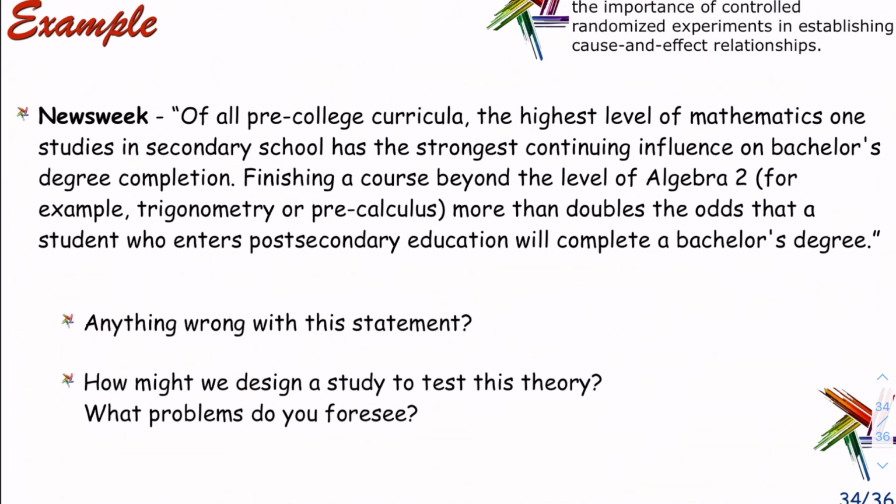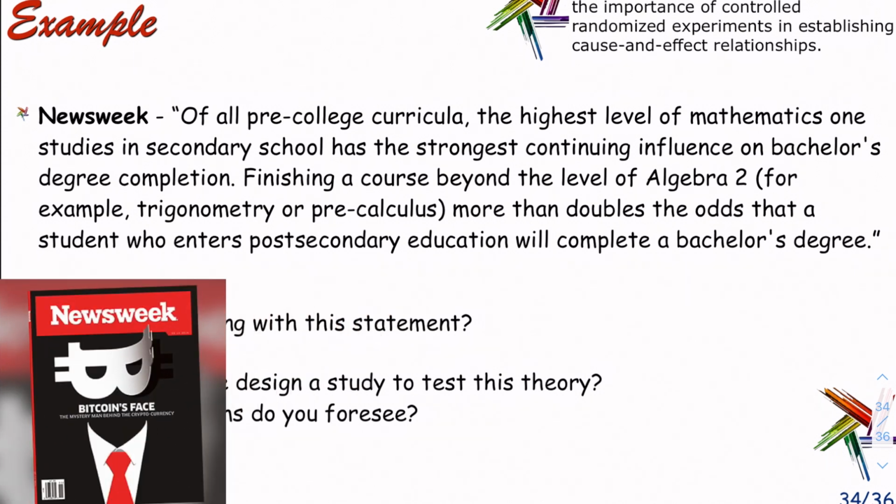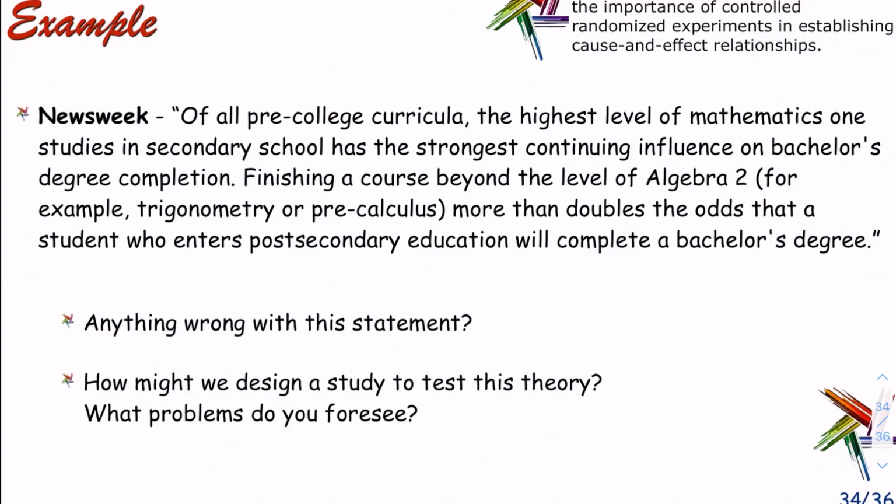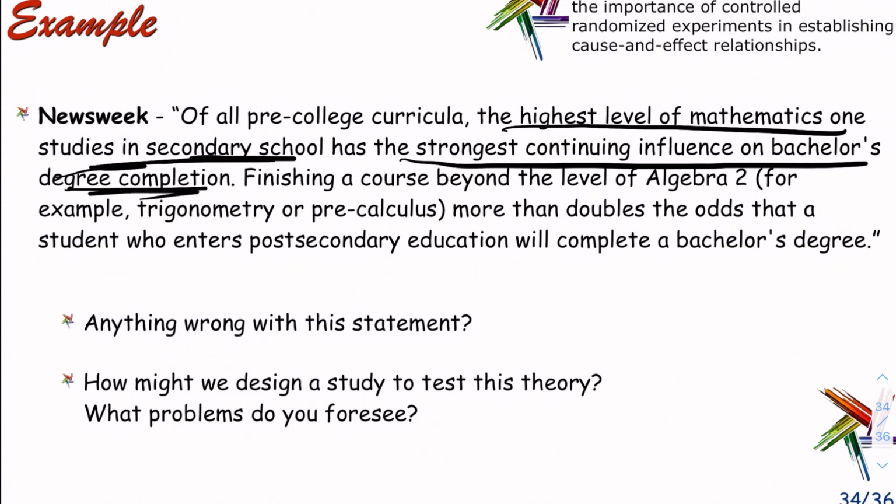So let's just put this into a little bit of context. See if you can spot something wrong with this. In a Newsweek article, Newsweek magazine, what are those? Of all pre-college curricula, the highest level of mathematics one studies in secondary school has the strongest continuing influence on bachelor's degree completion. So the highest level of mathematics one studies in high school has the strongest continuing influence on the completion of a college degree. Finishing a course beyond the level of Algebra 2, for example, let's say trigonometry or pre-calculus, more than doubles the odds that a student who enters post-secondary education will complete a bachelor's degree.